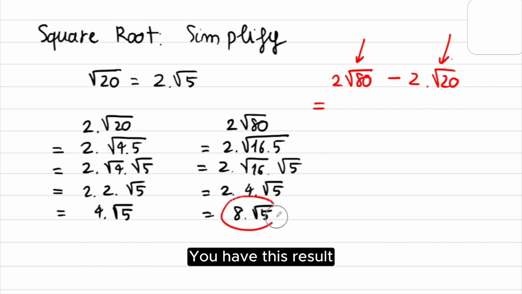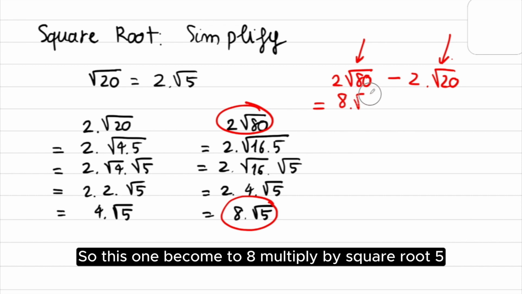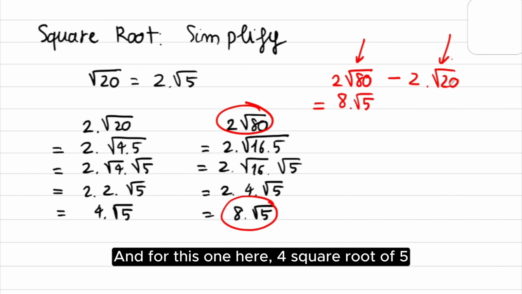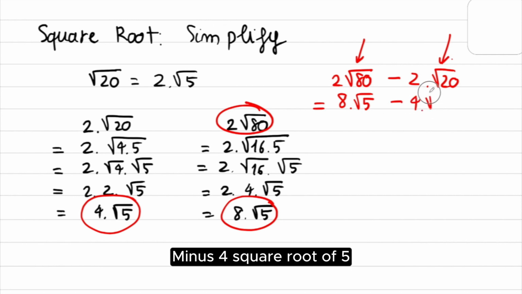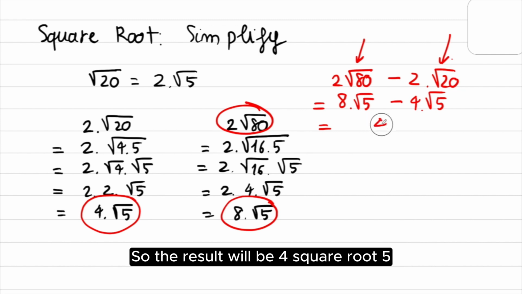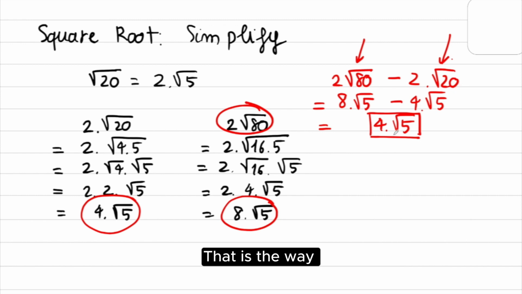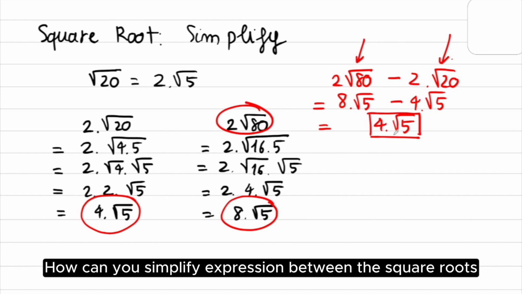You have this result, 2 square root 80, so this one becomes 8 multiplied by square root 5, and for this one here, 4 square root of 5. So 8 square root 5 minus 4 square root 5, and the result will be 4 square root 5. So after that I have the new one for this expression. Very simple. That is the way you simplify an expression between square roots.